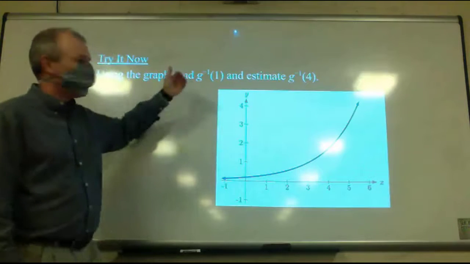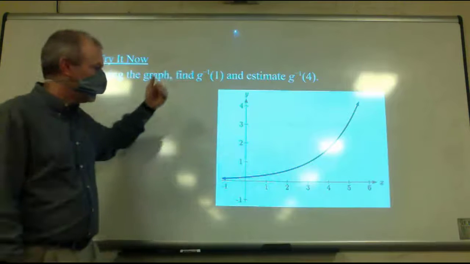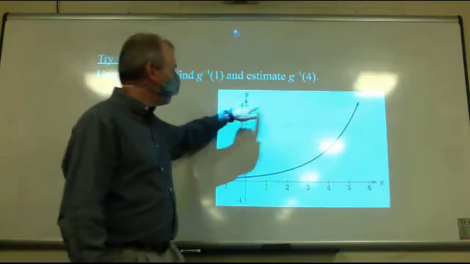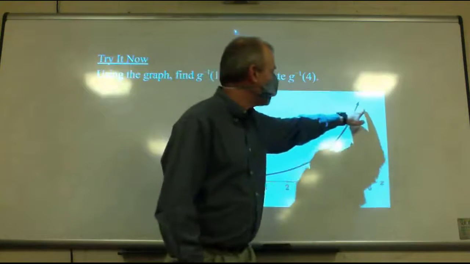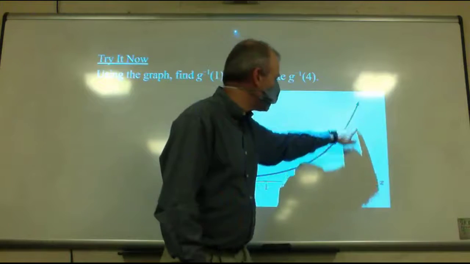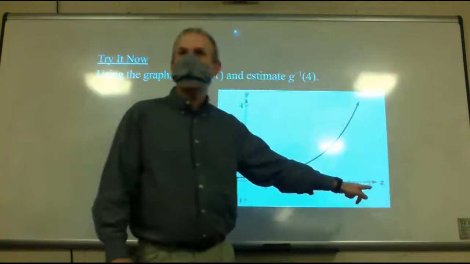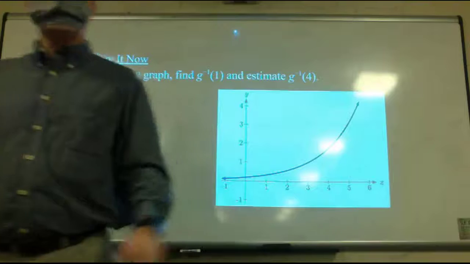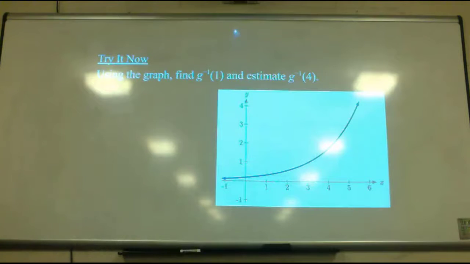g inverse of 4. So what do we have to look at? 4 on the y. Now it's not exact, but we can kind of estimate. Where is it in the relationship there? Looks like 5.5. 5.48326. That's kind of how it was on the computer. So I would say 5.5 is close enough. Okay. But does that make sense?